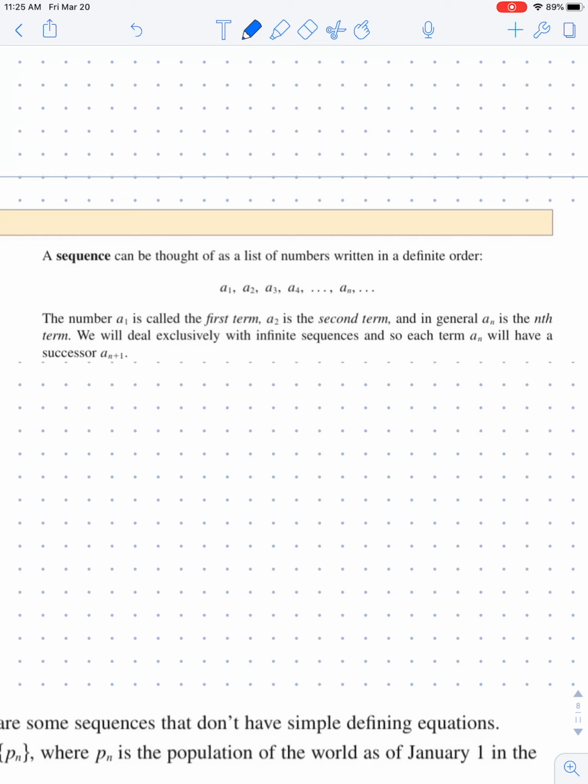So this is our definition from the textbook. It says a sequence can be thought of as a list of numbers written in a definite order. We can underline that. And the number A1 is called the first term, A2 is called the second term, and in general, when we see this A sub n, that's called the nth term of our sequence.